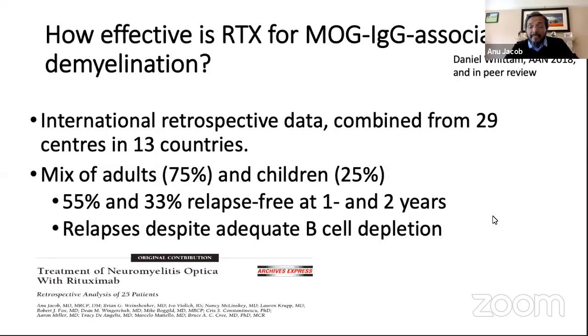Maybe it is a very selected population. Maybe there are other mechanisms at play. Maybe there are T cells more involved. We don't know yet.